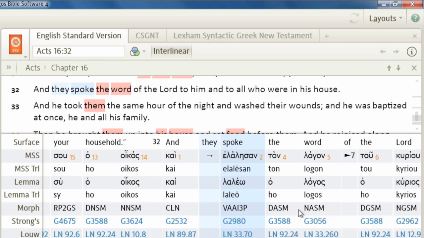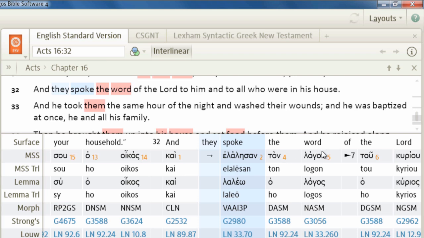In this sentence, these words in the accusative case function as the direct object of the Greek verb. And in that function, they help complete the idea. So Paul didn't just say anything to the jailer, he spoke the word of the Lord to him.